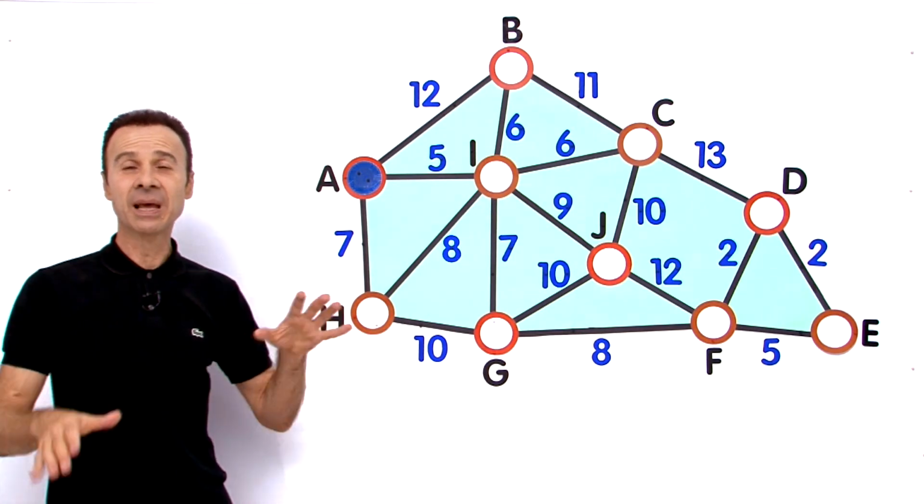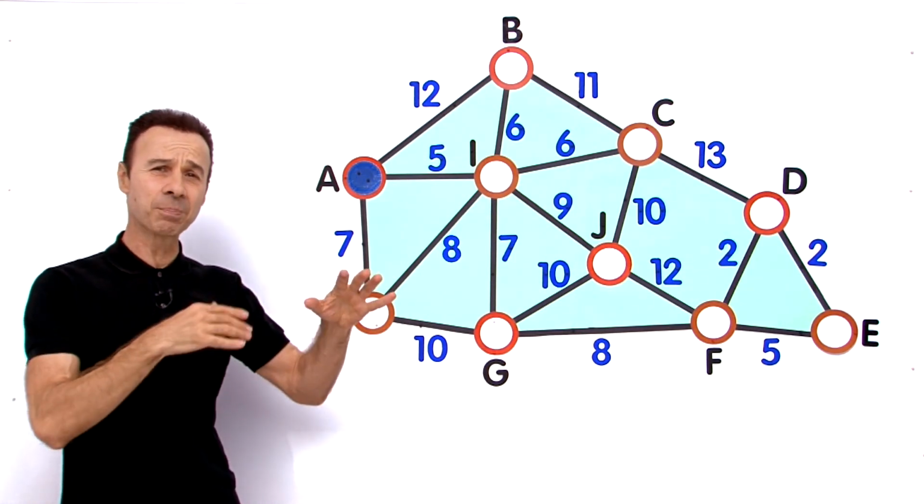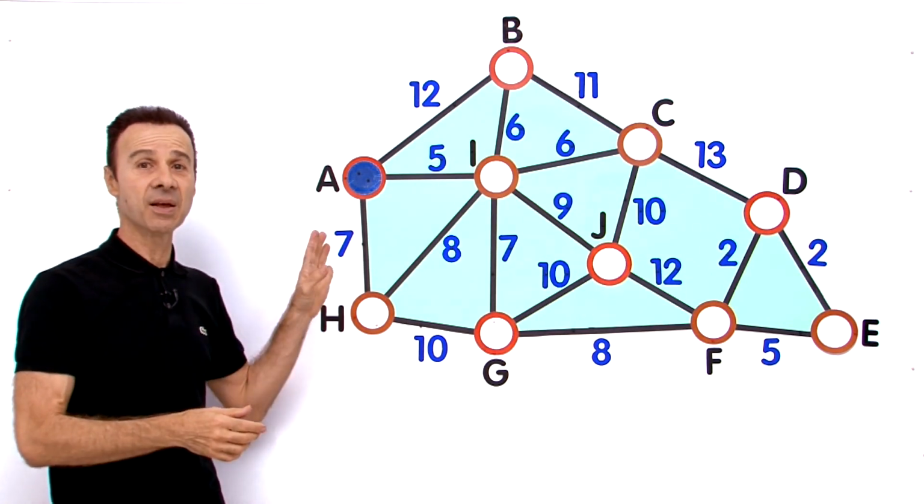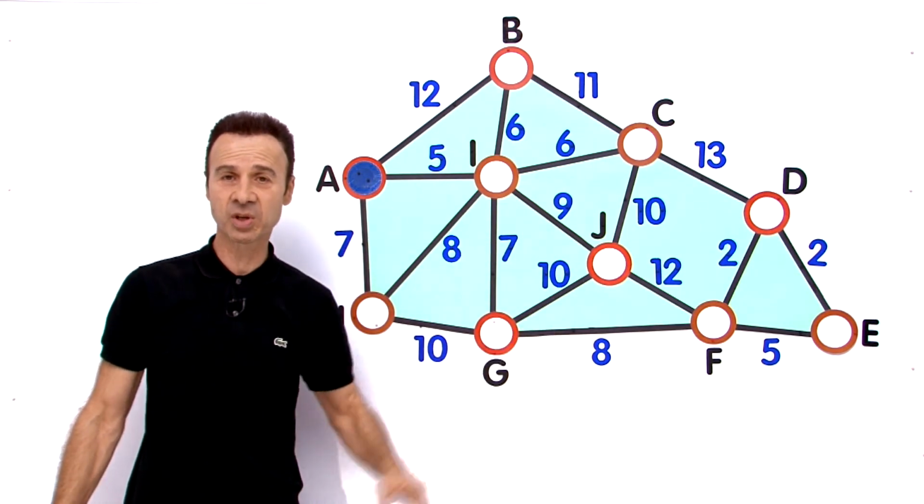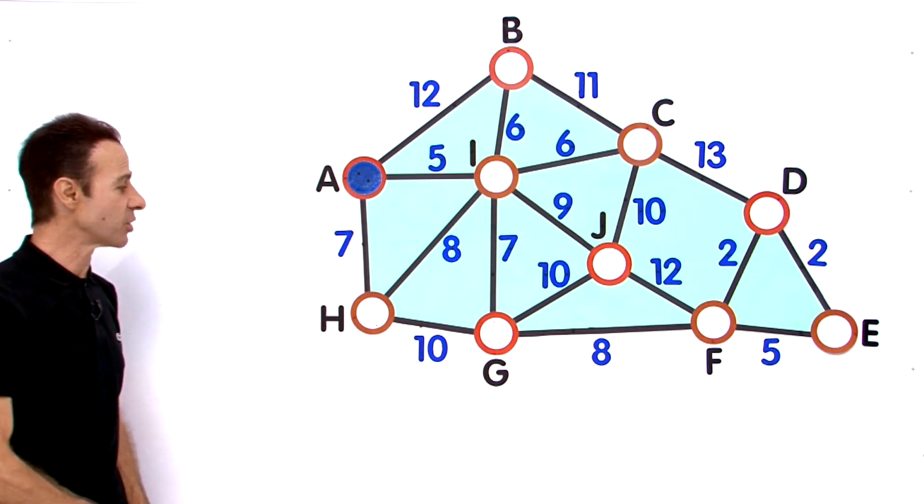This is kind of similar to minimal spanning trees, except it's like Prim's algorithm. And this one's different, of course. We're looking for the shortest path. So let's begin. Let's find the shortest path.